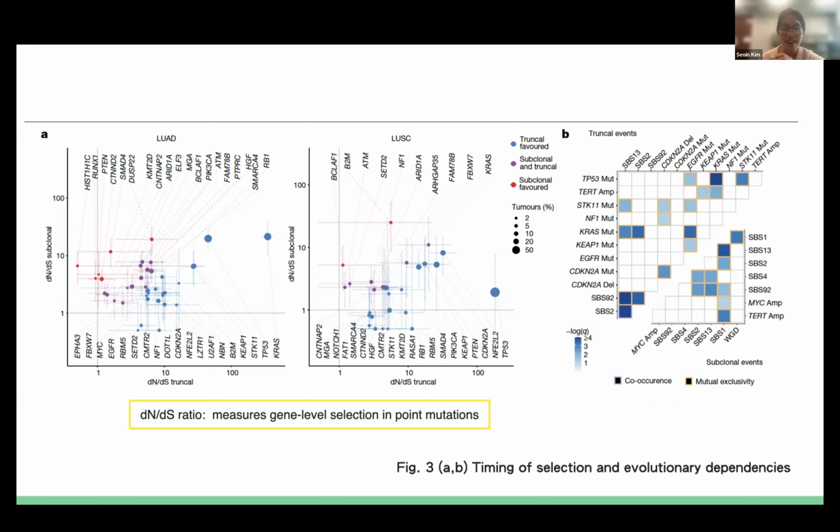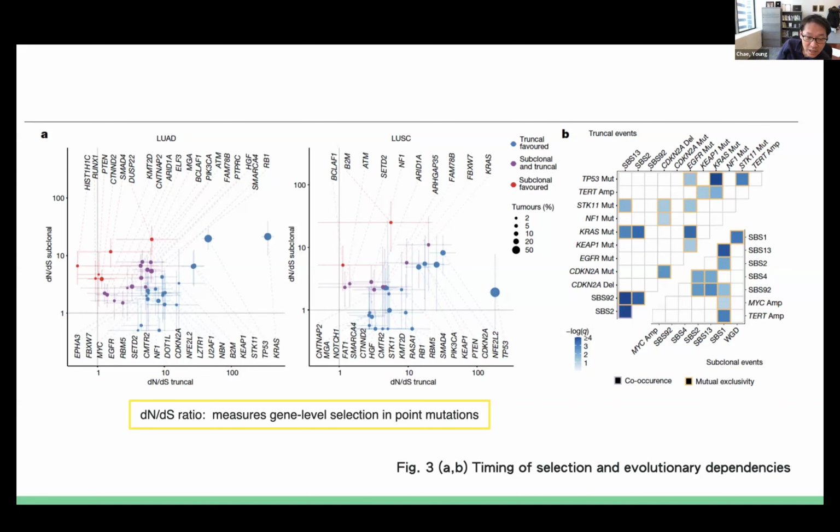It was kind of confusing at first, but truncal means mutations at the trunk of the phylogenetic tree. So it's the mutations that took place early in the cancer evolution. And the subclonal favored genes are the mutations that happened late in the cancer evolution. So that's how they came up with this evolution timeline using this genetic mutation analysis. So that's this figure.